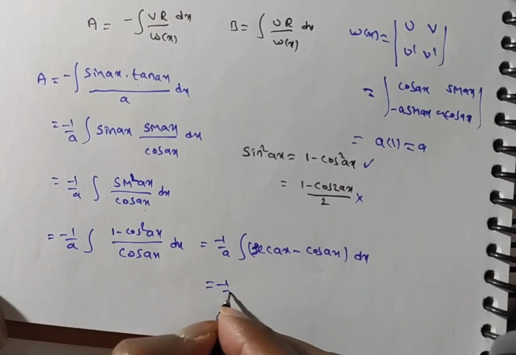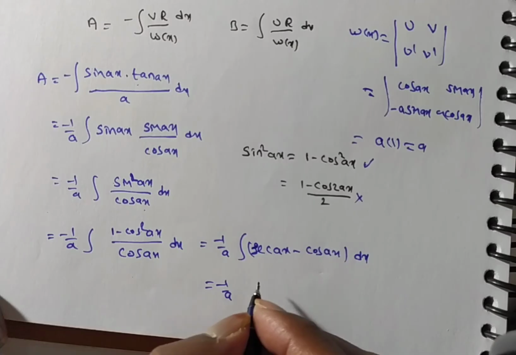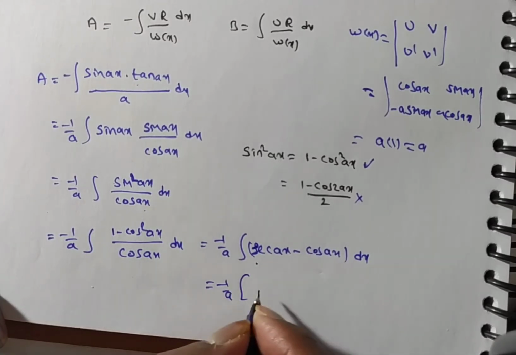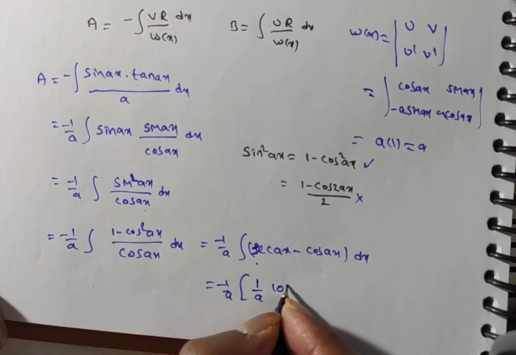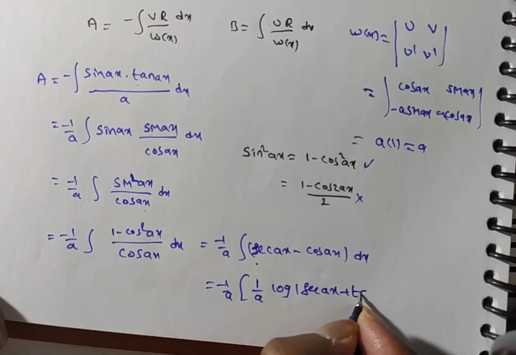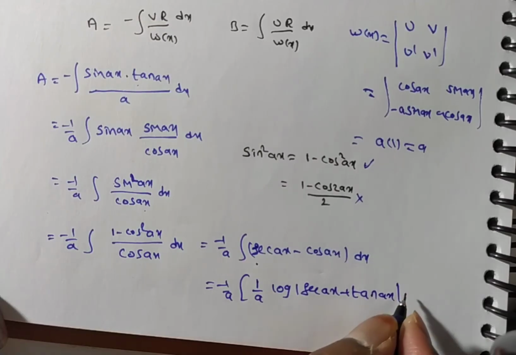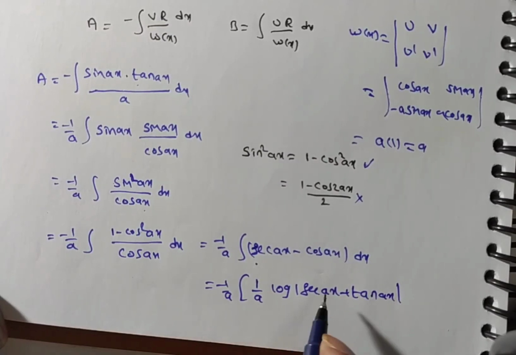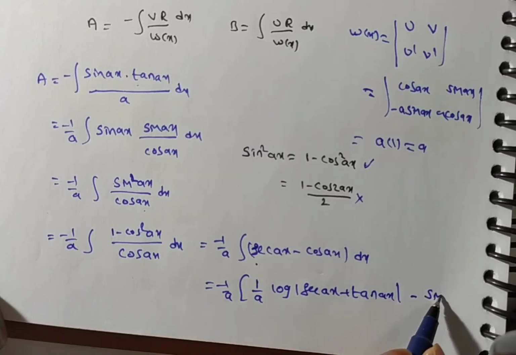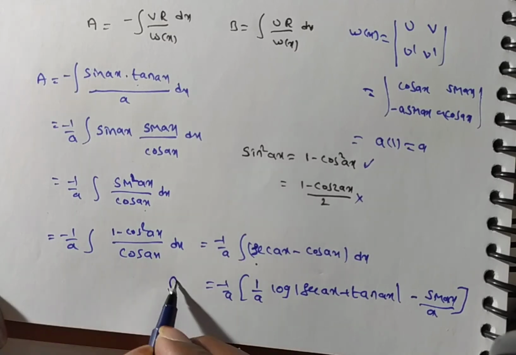So minus 1 by a times of, now we have secant ax. What is the integration of secant ax? We have 1 by a log of modulus of secant ax plus tan ax. Now close the bracket. This is for this one. Next, minus cos ax, whose integration is sin ax by a. So this is the A of x value.